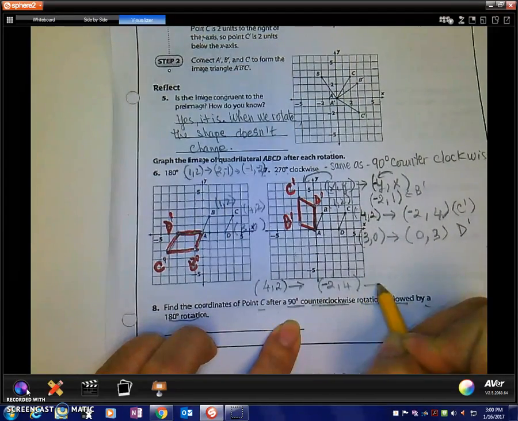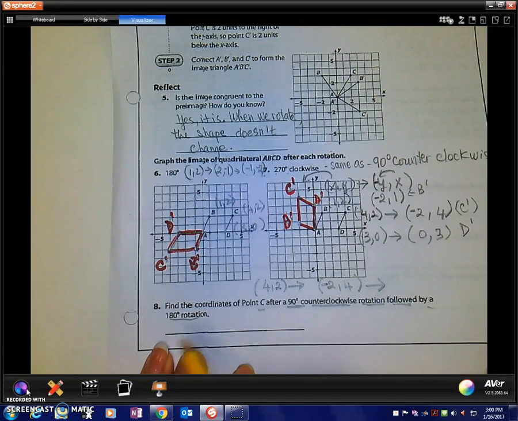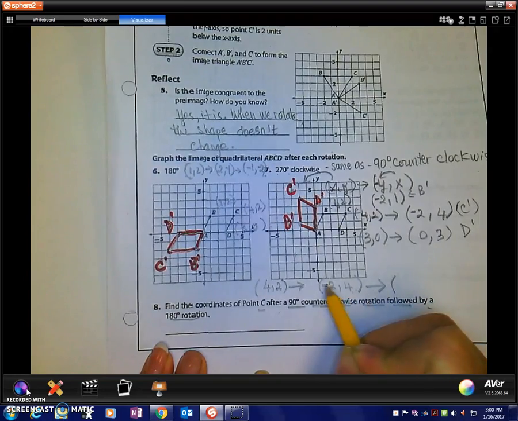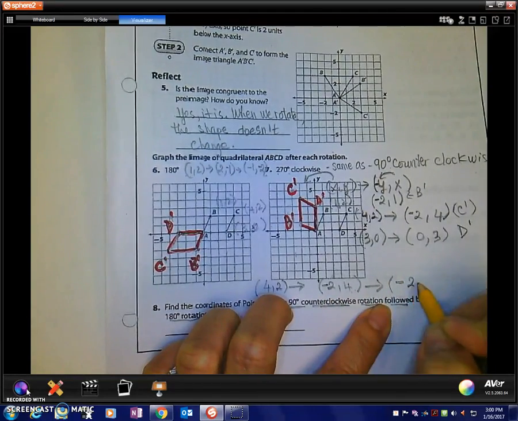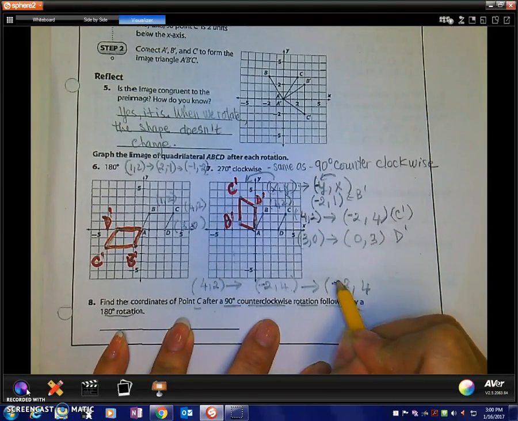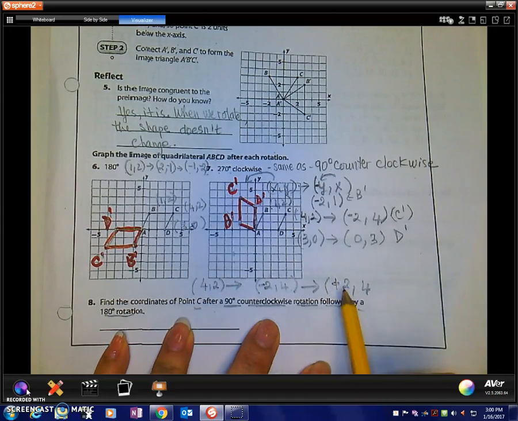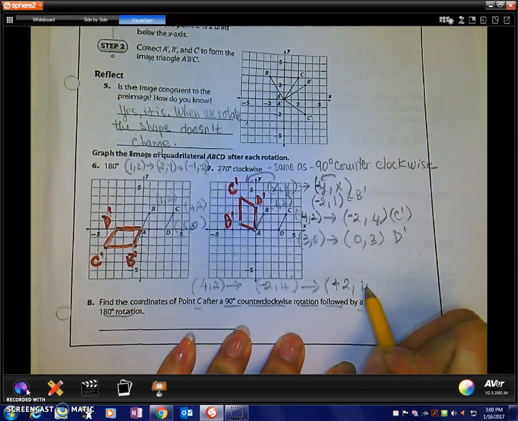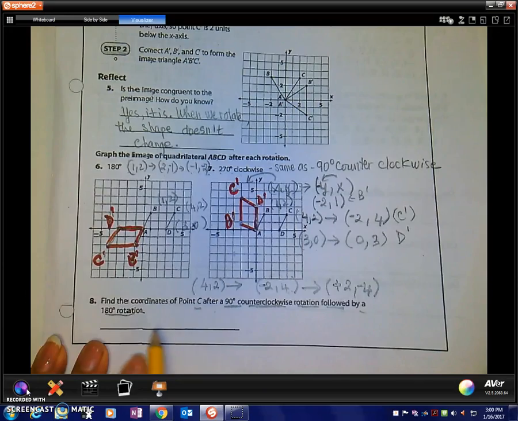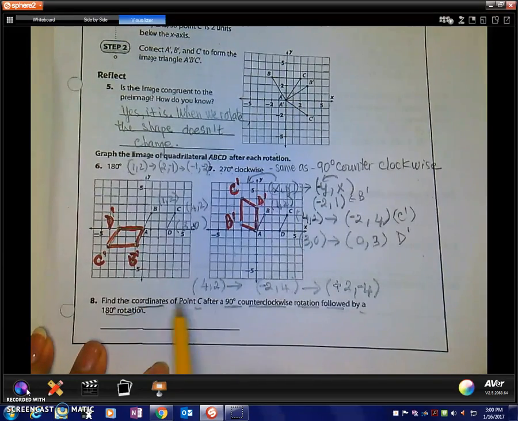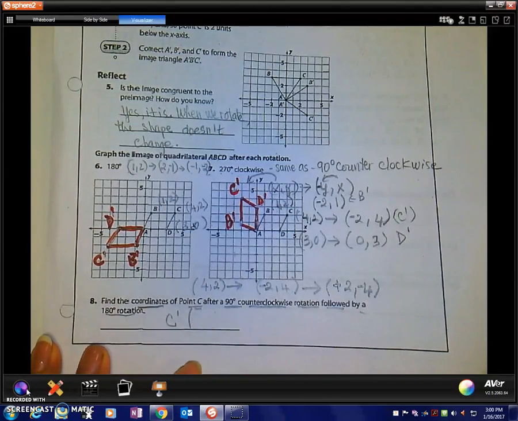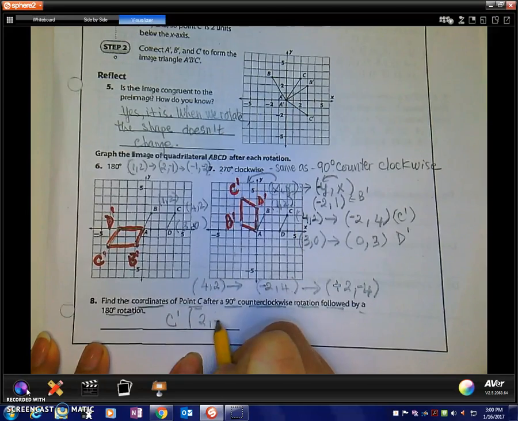And after that, we need to do the 180-degree rotation. If 180, we keep X and Y and we change the sign. So we rewrite negative 2 and 4 and we make both of them negative. Since this one is already negative, a negative and a negative, this one becomes a positive 2. The positive 4 becomes a negative 4. So in other words, the coordinates of point C after that, the final C prime, will be (2, negative 4).